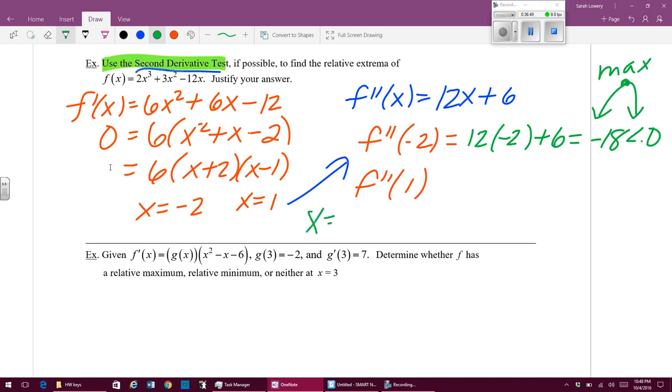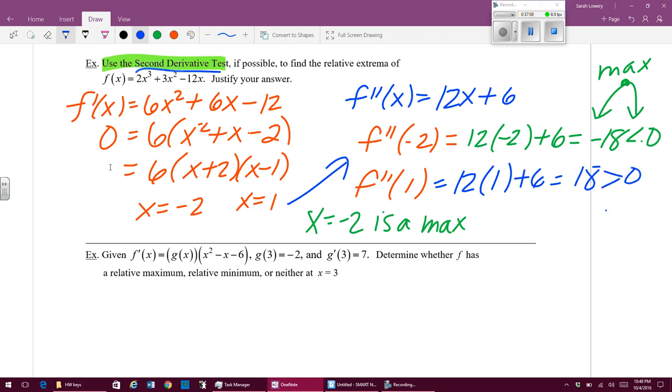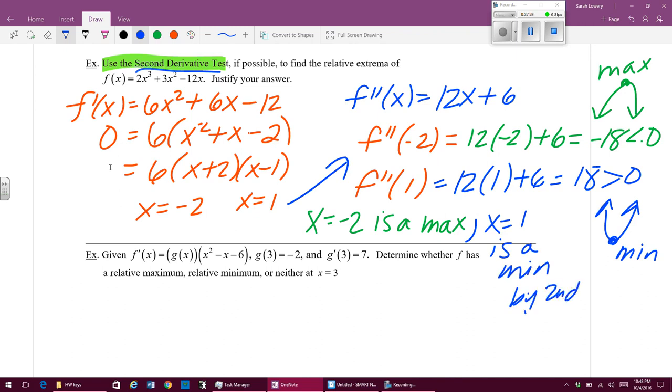So x equals -2 is a max. Okay? And then I'm going to do the same thing here. I'm going to say 12 times 1 plus 6, and I'm going to get +18, which is a positive number. That tells me the second derivative gives f being a concave up function, which means that x equals 1 is a minimum value by the second derivative test.